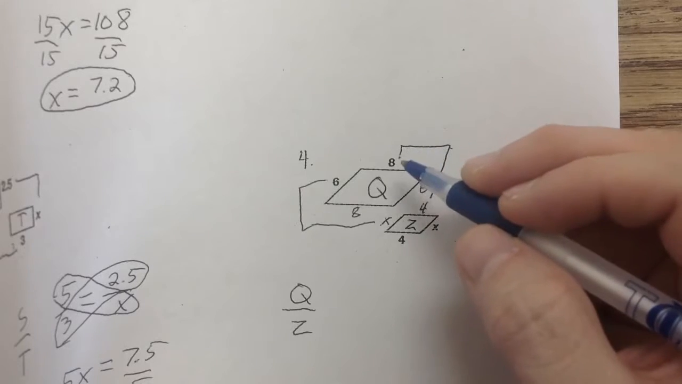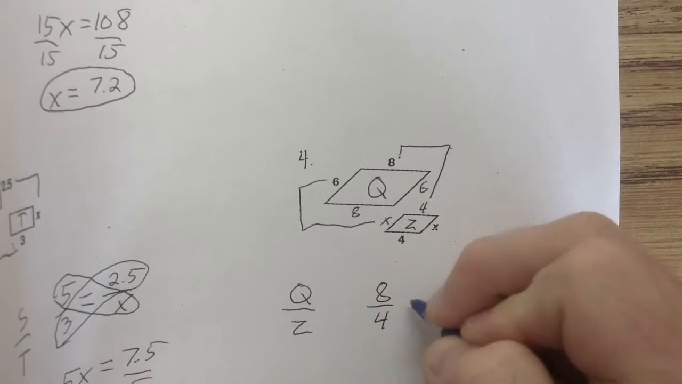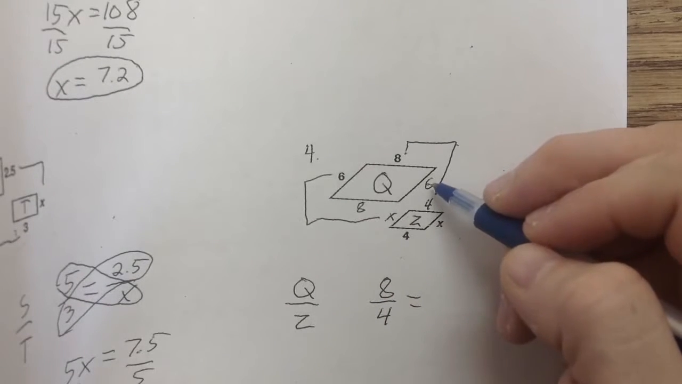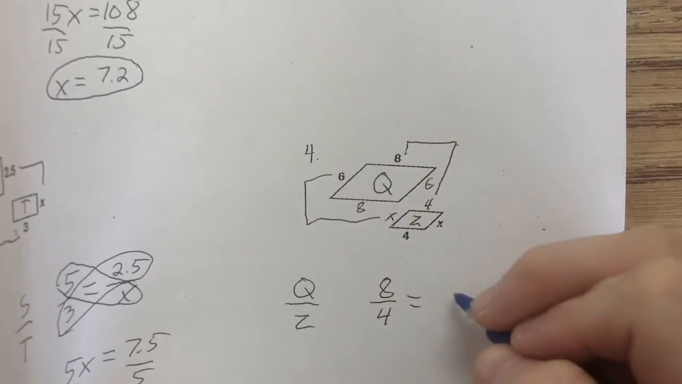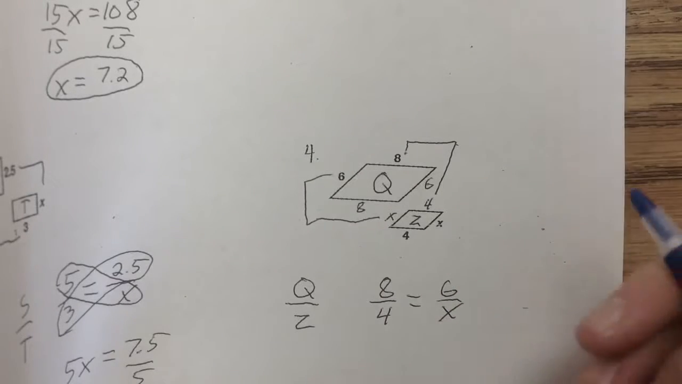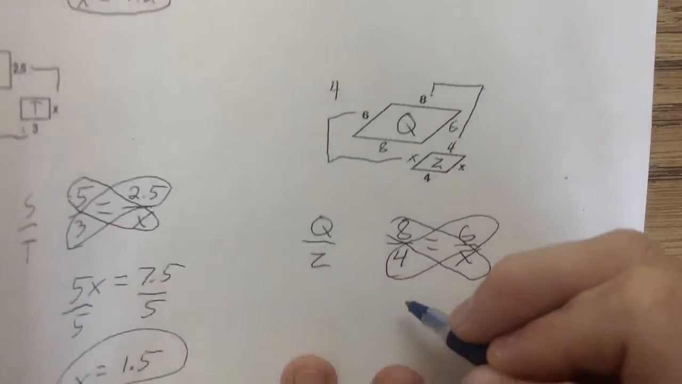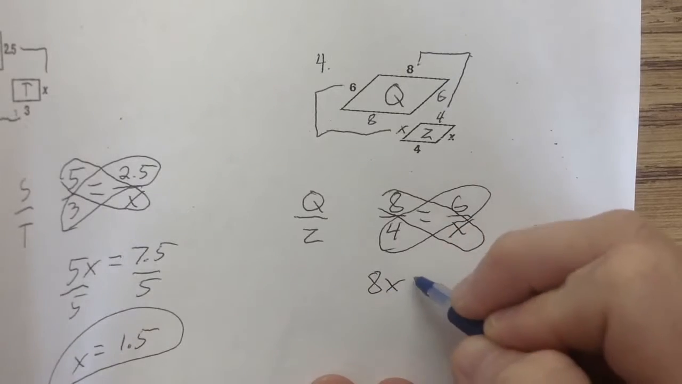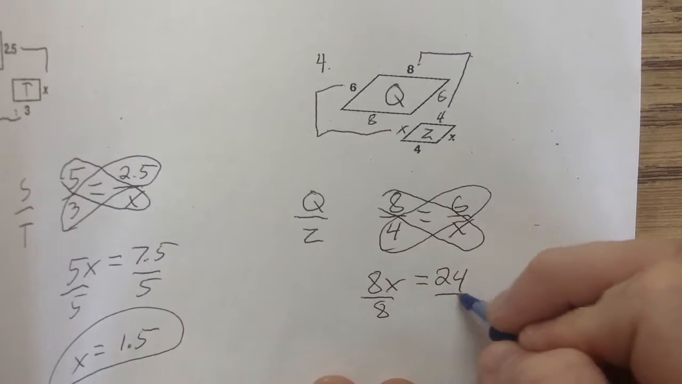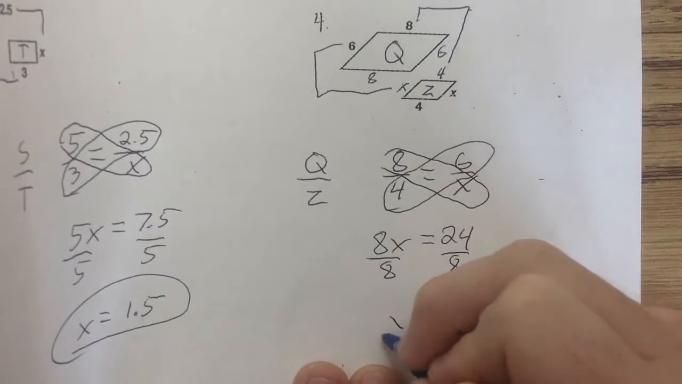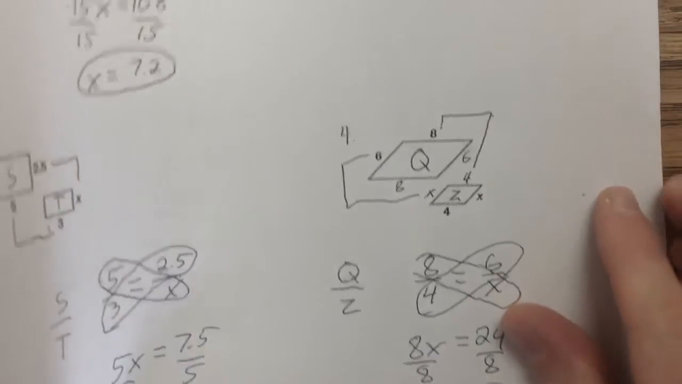Okay, so let's see. If we put in Q on top, that's 8 over 4. And then that's going to be the 6, because again, the 6 is from the Q. 6 over x. Okay, so there's our proportion. We're going to cross multiply. 8 times x is 8x. 6 times 4 is 24. 8x equals 24. Divide both sides by 8. x equals 3. All right, now let's go up to number 2, saving the best for last.